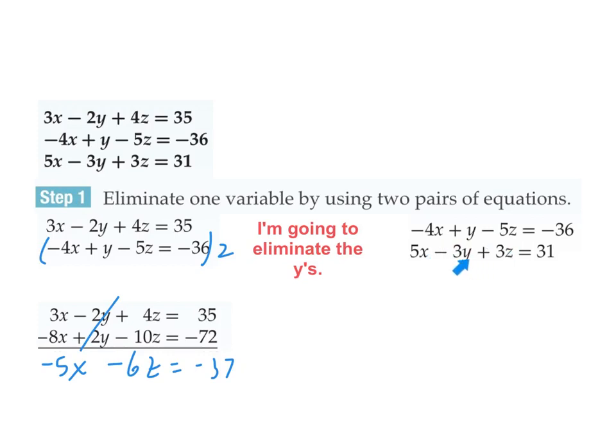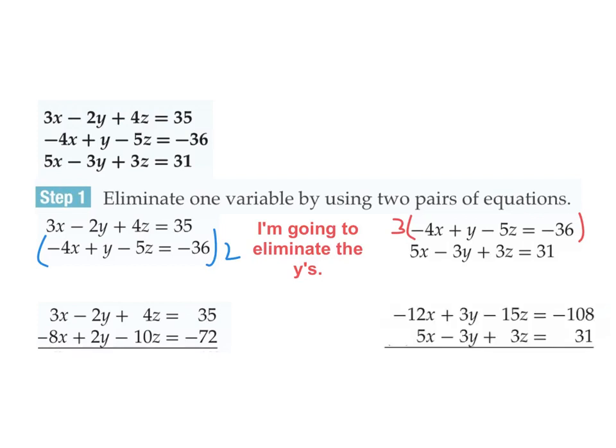Say again? Multiply the top equation by 3. Okay? Multiply the top equation by 3. That's going to give me a situation where I've got 3 y's that'll cancel. So go ahead and finish that part up.